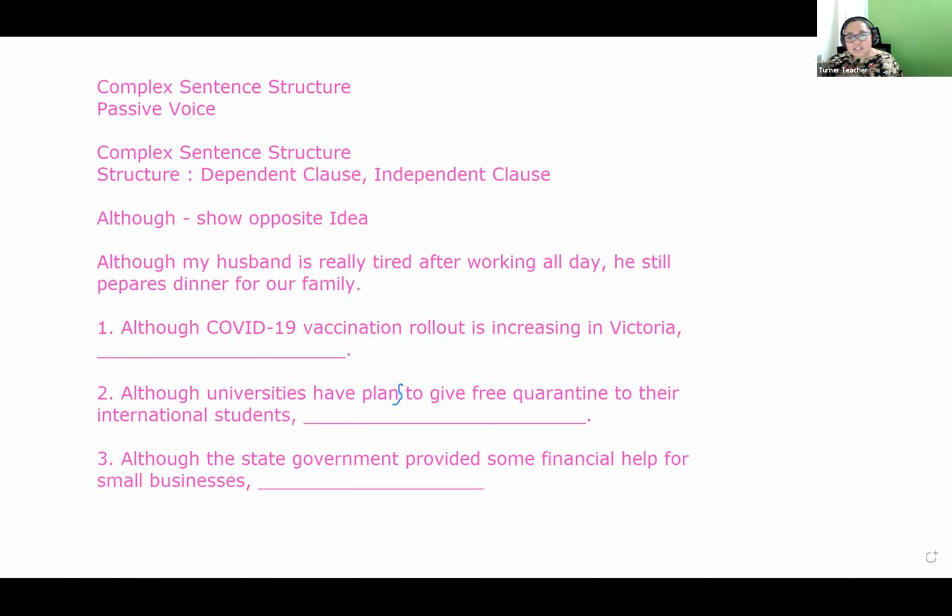Beautiful. Although universities have planned to give free quarantine, students are still paying for other expenses. So remember, when your verb is -ing, your be verb has to be there. Are paying. Okay.